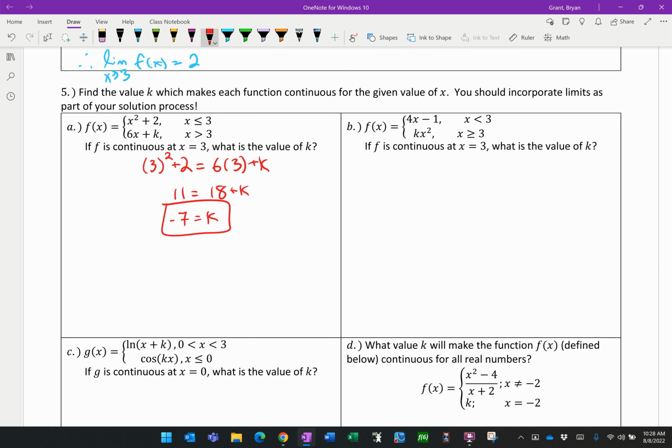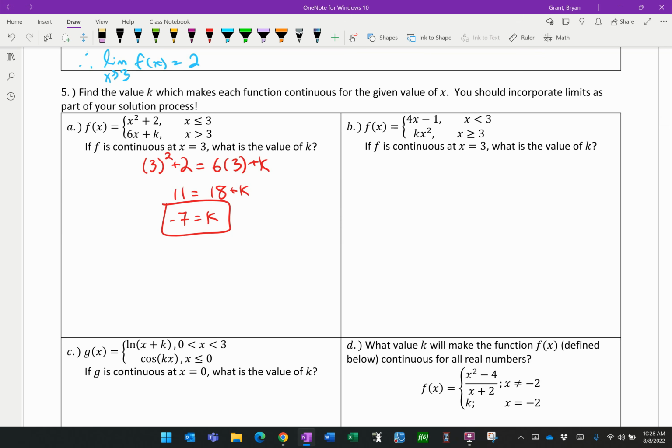Cool. All right, here's the fun part. You are right. K is negative 7 here. However, if this was a free response, you almost certainly would not get any points for it. Right? They asked about continuity. They told you to incorporate limits here. And guess what you didn't use? You didn't use any calculus. Calculus is limit, derivative, integral, or a theorem. And if you didn't use calculus, you probably didn't approach the problem in the correct way.